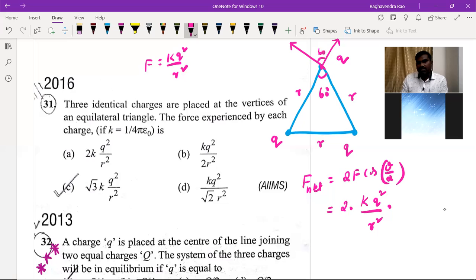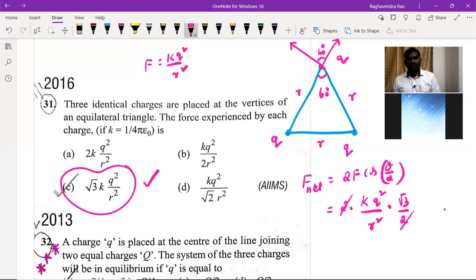So this is 60 degree. So cos 60 by 2, cos 30. Cos 30 is root 3 by 2. Now the 2 cancels. Root 3 K Q square by R square. Root 3 K Q square by R square.